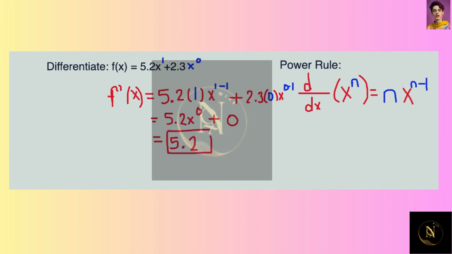So when I want to differentiate 5.2x + 2.3, I end up with just 5.2 as my final answer for the differentiation.